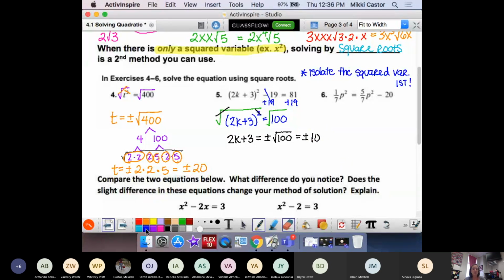So what I need to do to finish solving the equation is I'm going to separate and make two equations. I'm going to say 2k plus 3, basically like what I just got through reading. 2k plus 3 equals positive 10, and 2k plus 3 equals negative 10. And then we can solve each equation separately. So over here, I would subtract my 3. So that would give me 2k equals 7. Divide both sides by 2, so k would equal 7 over 2.